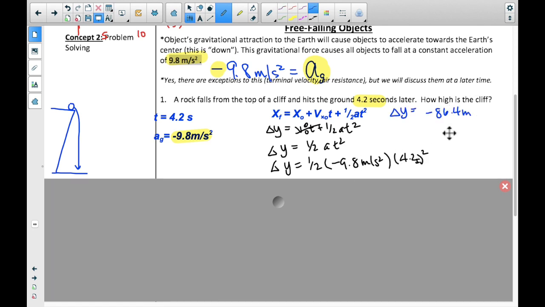And when I multiplied this out, I got negative 86.4 meters. And we have to think about, why is that negative? Well, it's negative because the change in y is negative. It drops 86.4 meters. So the change in y is negative, and that does make sense. So that means the height, which our initial question was asking about, is 86.4 meters. Okay, let's go on to the next question.